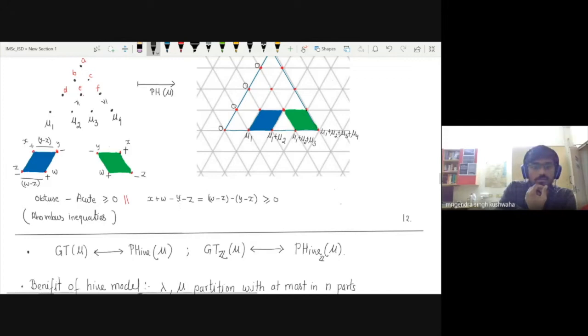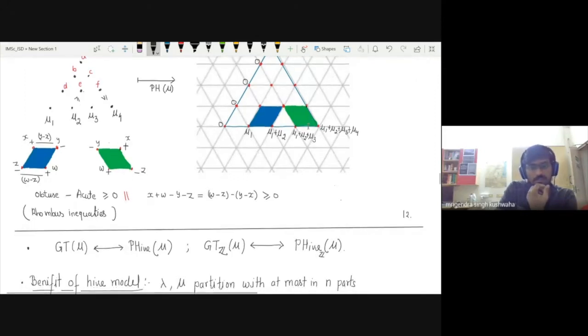In fact, if you unwind this, it's very easy: you add the obtuse angle vertices, x and w, and then subtract the acute angle ones. So obtuse minus acute should be bigger than or equal to 0. That's the only thing to remember, and that transforms into this inequality. Similarly for the green one also. So these inequalities transform into rhombus inequalities.